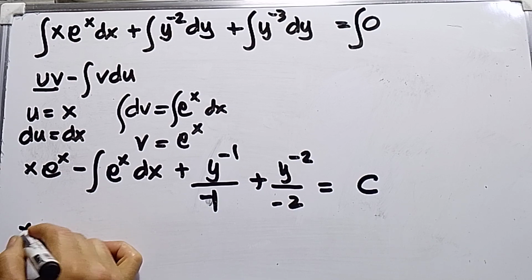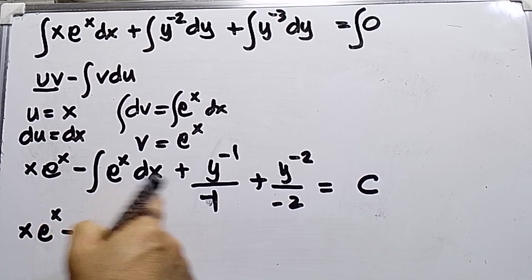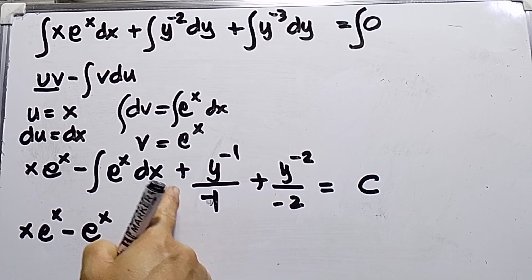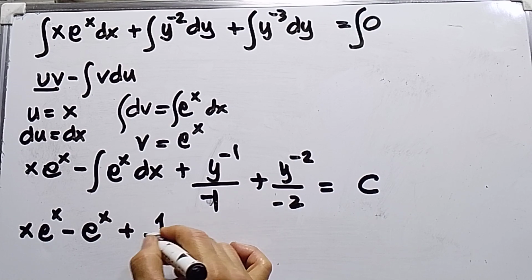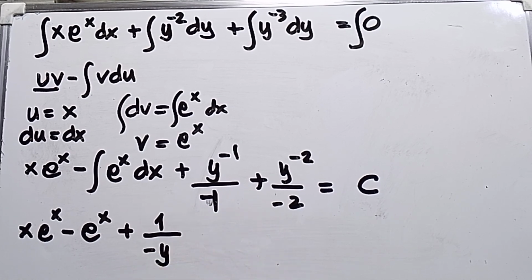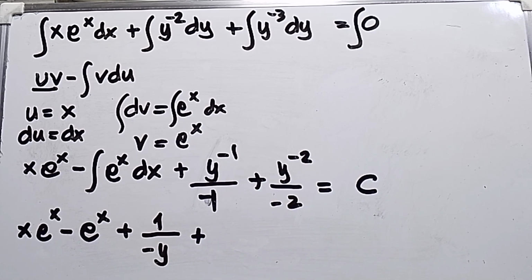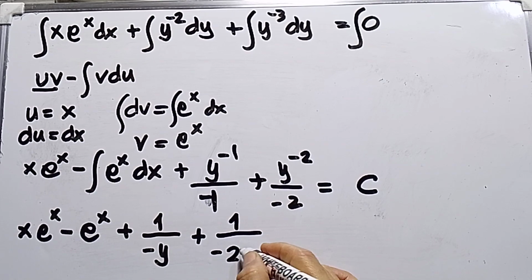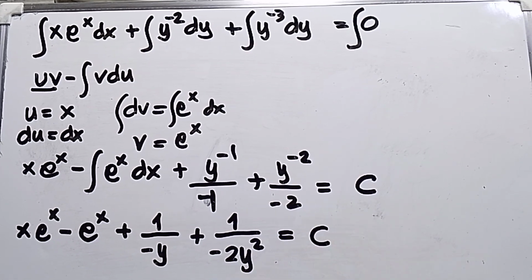So this will be x times e to the x minus the integral of this, which will be e to the x. Then this one will be plus 1 over negative y. Then this will be plus 1 over negative 2y squared is equal to c.